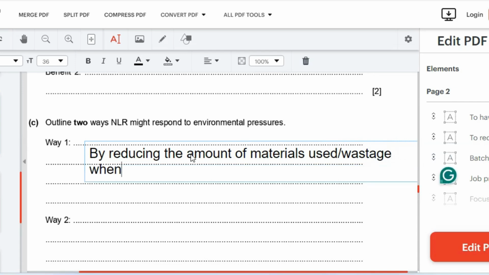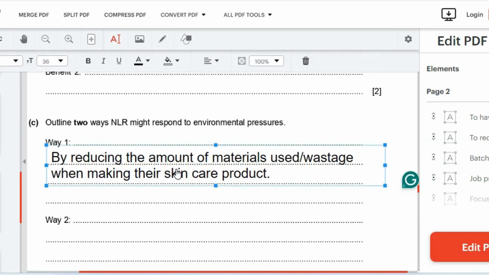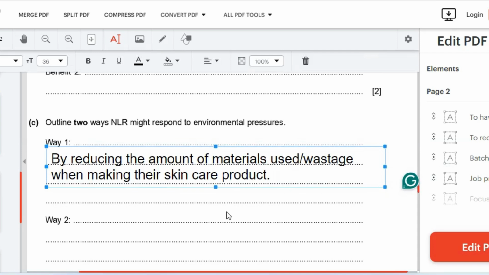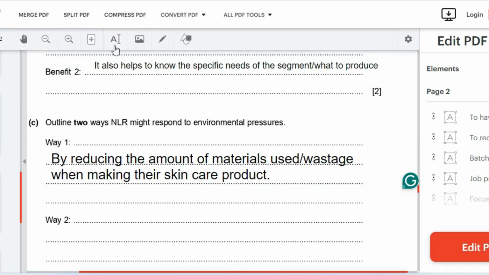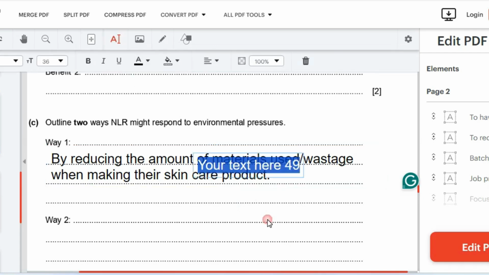When making their skincare product, this skincare product is an application. Hope you remember. Now let's try to drag to fit this in. Now that's the first way. Now the second way can also be using recycled material for the packaging.